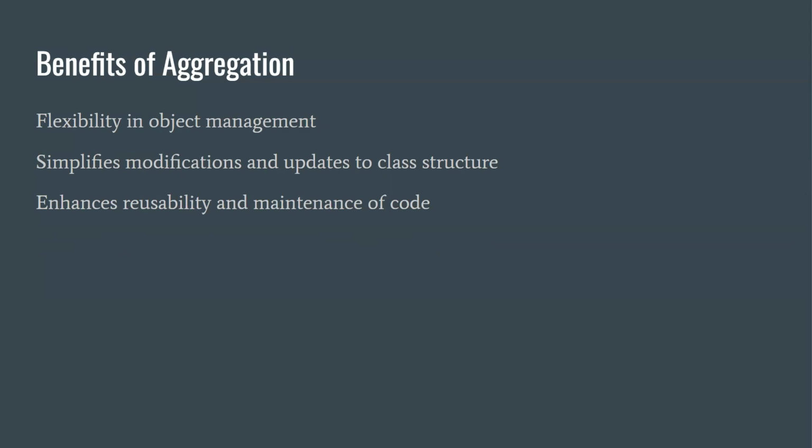Benefits of aggregation. Aggregation can provide several benefits. It offers greater flexibility in how objects are used. It definitely simplifies modifications and updates within the class structure and enhances the reusability and maintainability of the code. These advantages make it a preferred choice in some complex software designs.